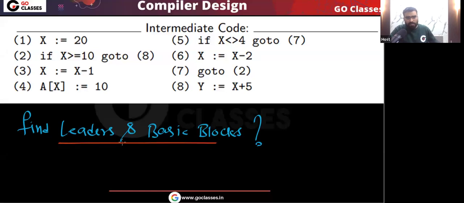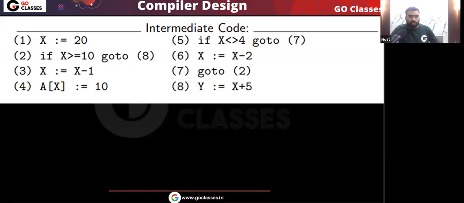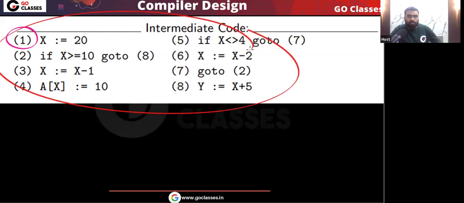Tell me, what will be the basic blocks and what will be the leaders? Let me know quickly. Very simple point: the first instruction will always be a leader. Let me mark it like this, this is a leader. Now this is the leader because of rule number 1: the first instruction of the program is a leader.